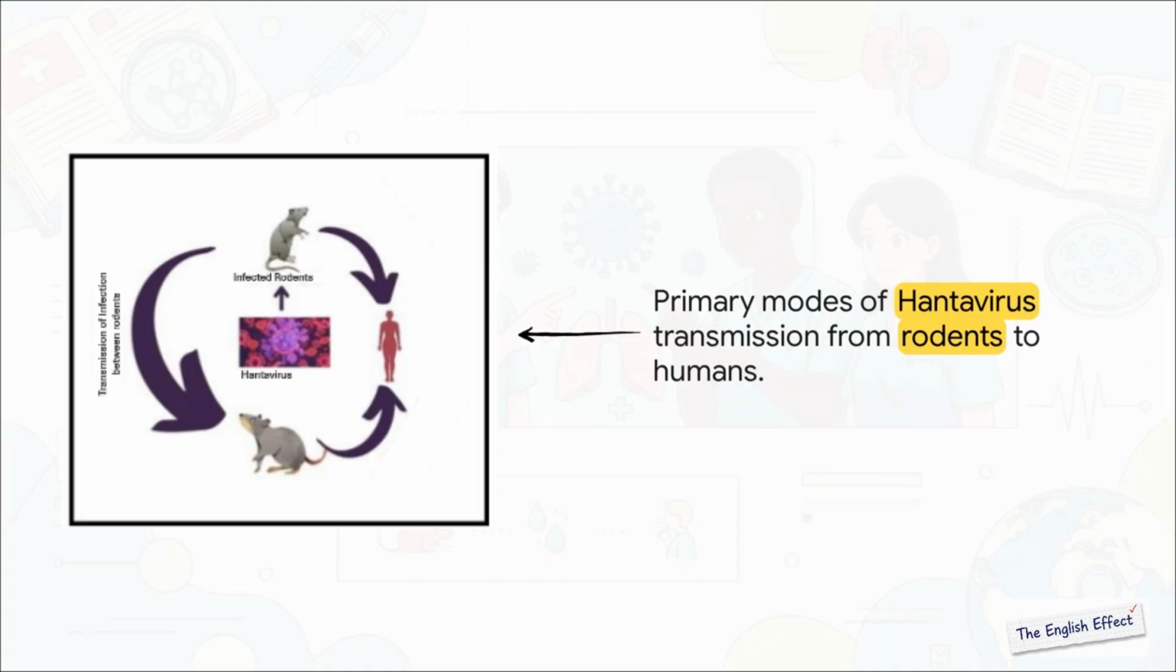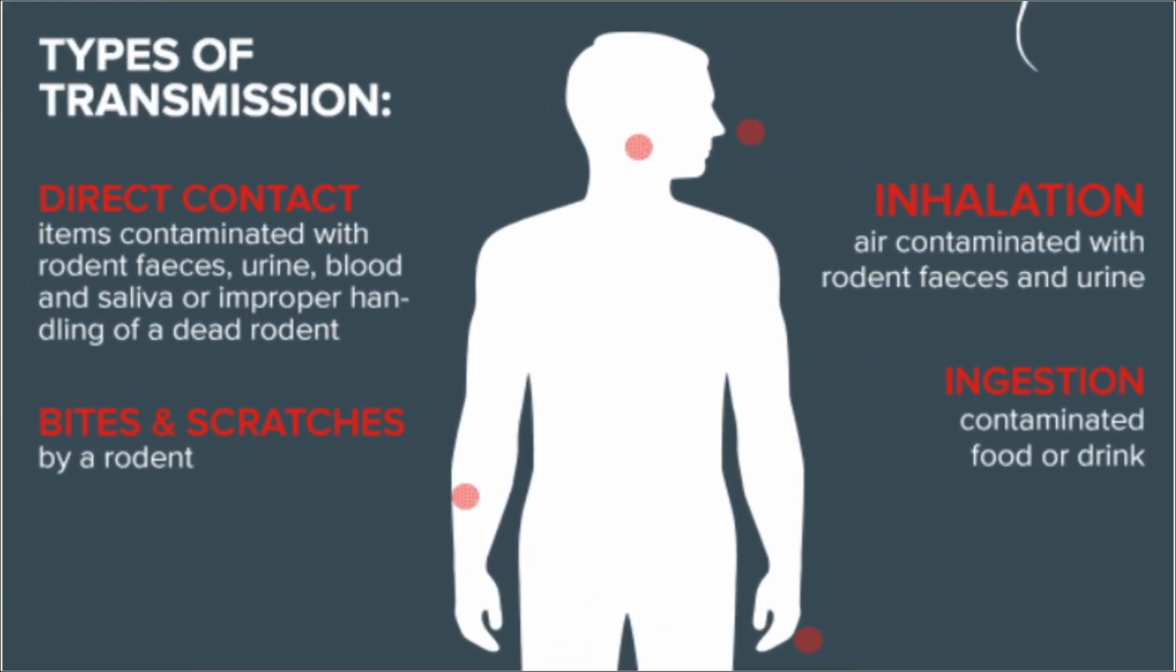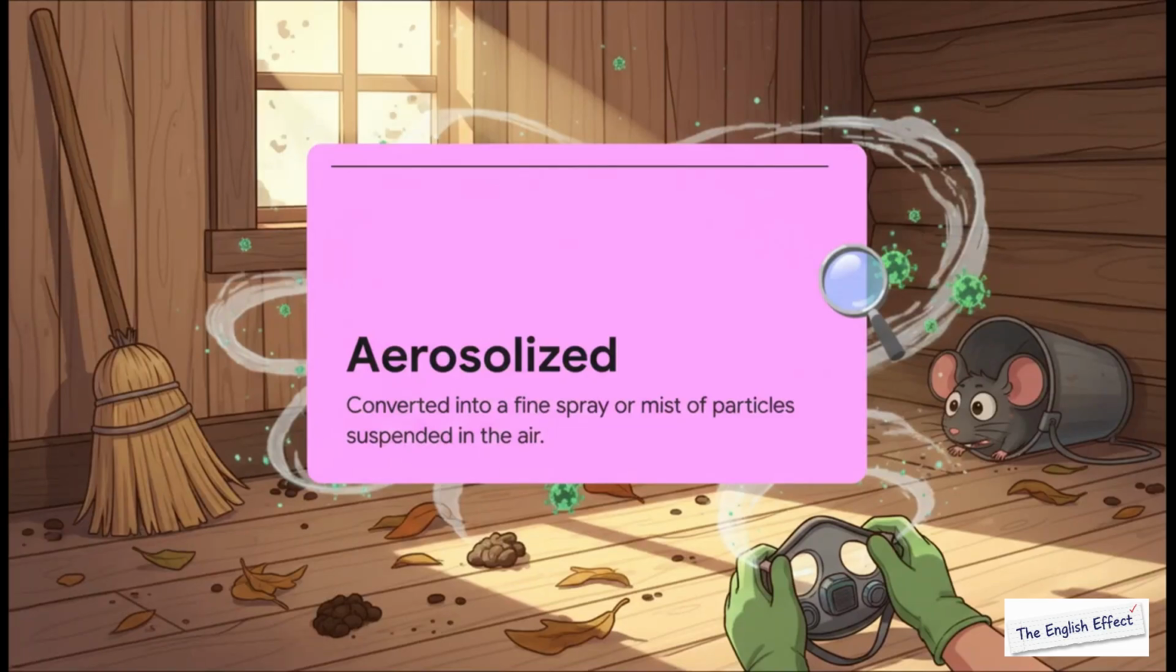This is a great breakdown of the primary modes of transmission. Notice how the virus mostly just cycles between the rodents. Human-to-human transmission is incredibly rare. We are actually just accidental, unintentional hosts. The real danger comes from human contact with rodent environments, specifically interacting with spaces where infected mice have, well, left behind urine, feces, or saliva. Which leads us to a highly important scientific term, aerosolized.